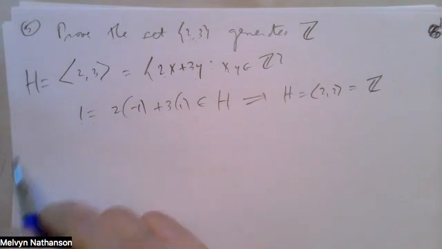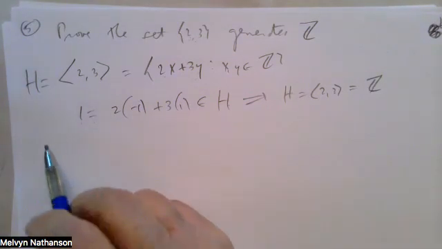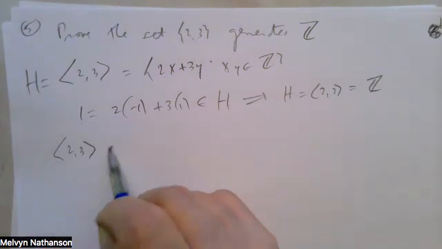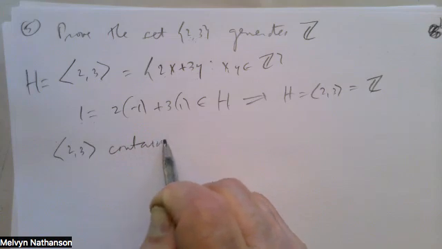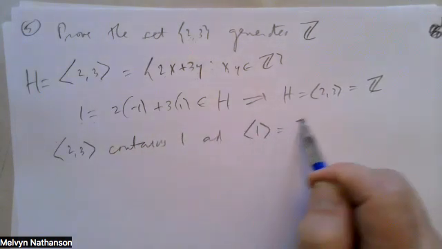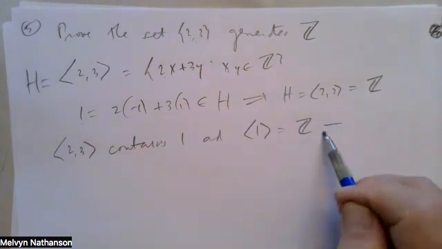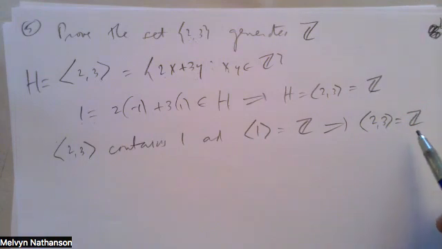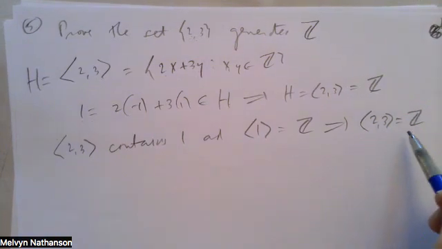Of course, you need to write this down in words. So this subgroup contains 1, and the subgroup generated by 1 is all of Z. So the subgroup generated by 2 and 3 is not a proper subgroup of Z, it's the whole thing.